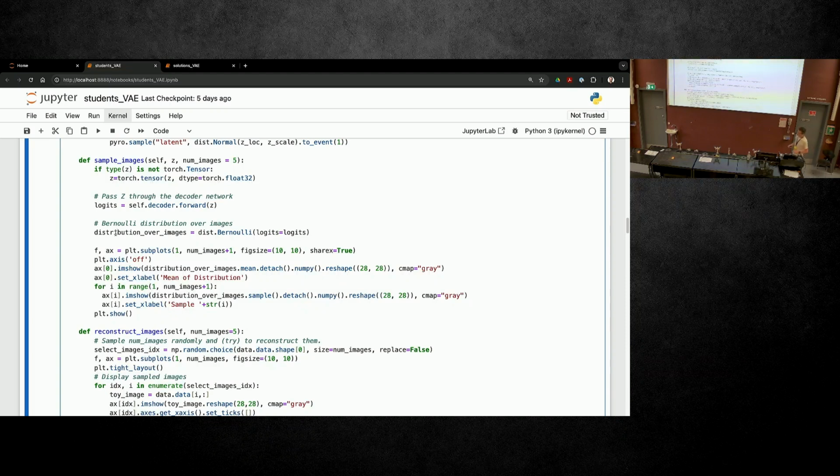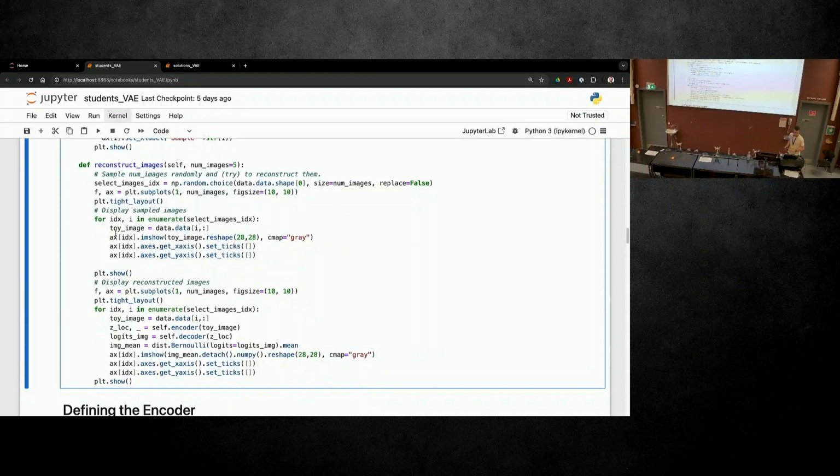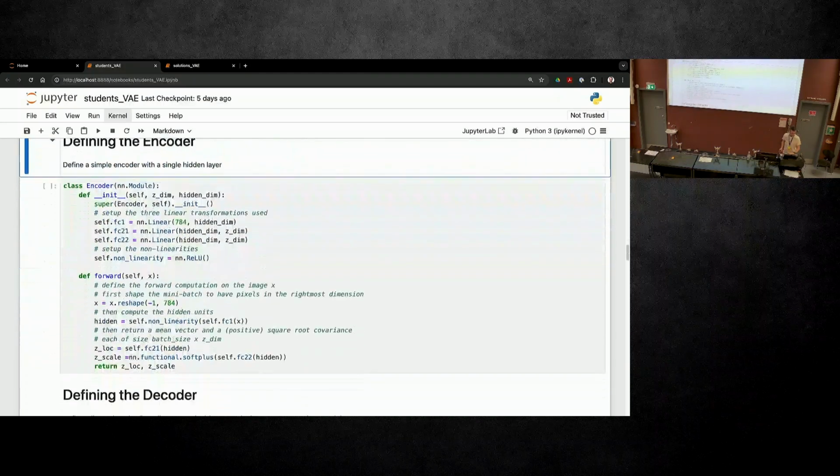Here we are reconstructing images, so we are moving from having an image, mapping it to latent space, and then back again. So it's just for visualization purposes and not really part of the variational autoencoder. Here we are defining our encoder network, mapping from the data space to the latent space.